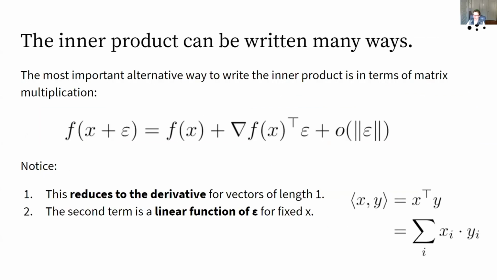So this inner product can be written many, many ways. I think the most important alternative way to write the inner product is in terms of matrix multiplication. So when we write it that way, instead of writing those two angled brackets, we write vector transpose other vector. So the gradient is a vector, epsilon is a vector, and the way we multiply one vector with another is by taking the transpose of one and then doing matrix multiplication between the two of them.